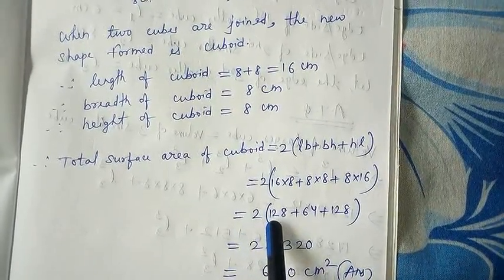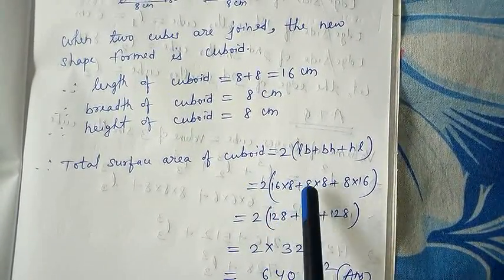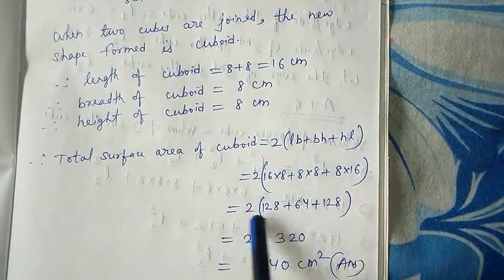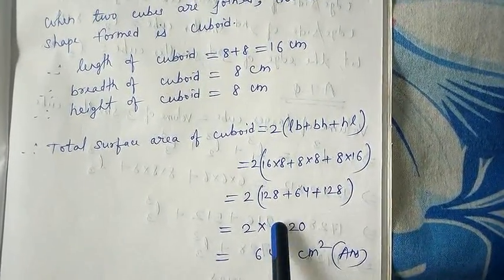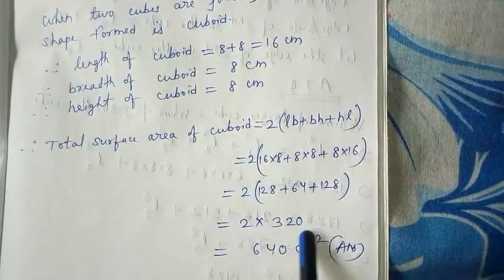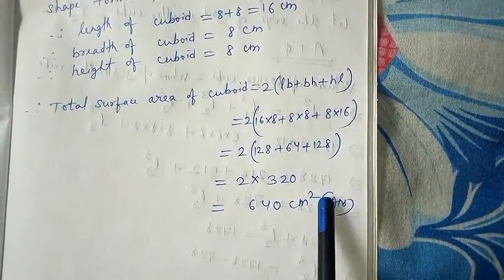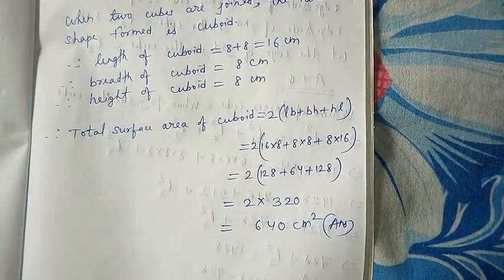Now 16 into 8 is 128, plus 8 into 8 is 64, plus 8 into 16 is again 128. If you add all these three numbers, 320. So 2 into 320, and finally 640 centimeter square, because in area we put square.